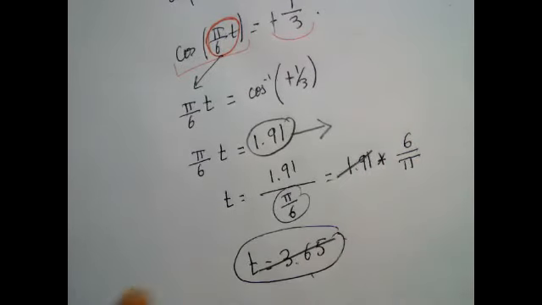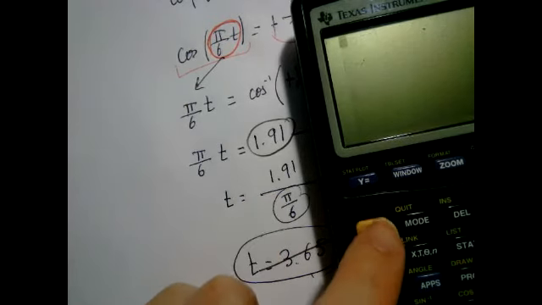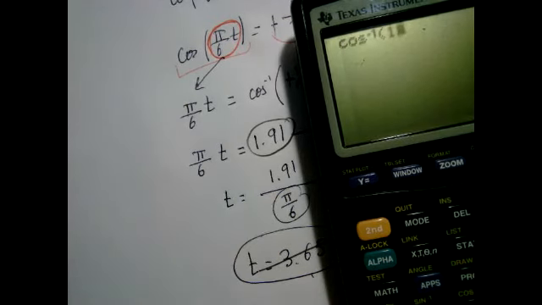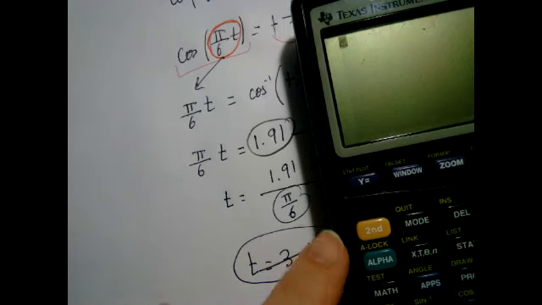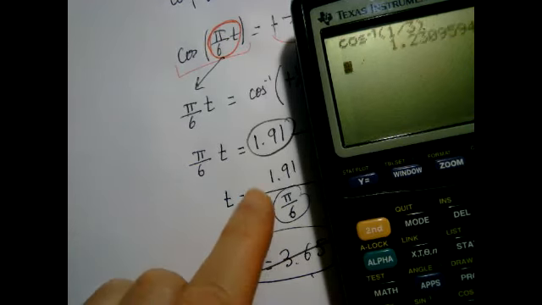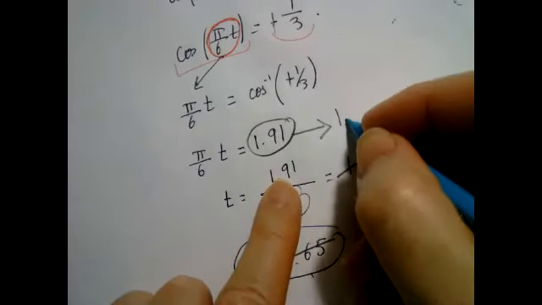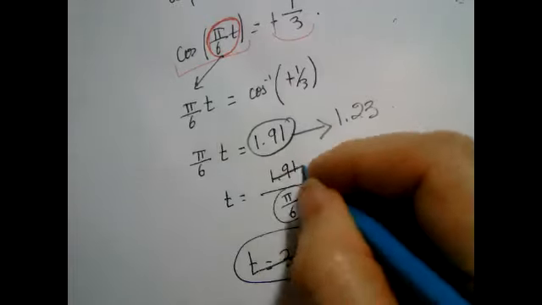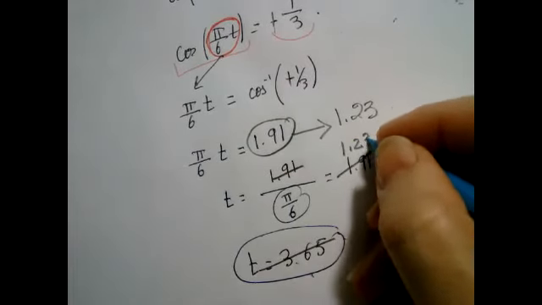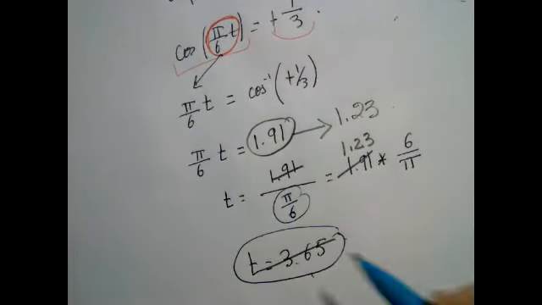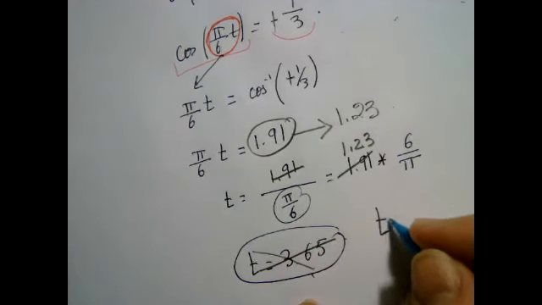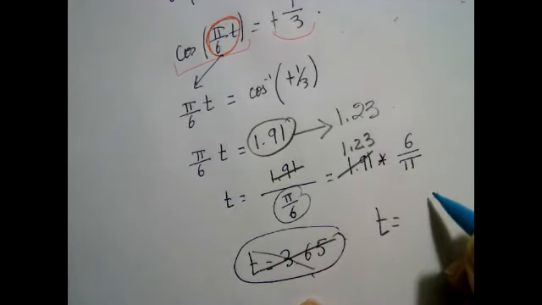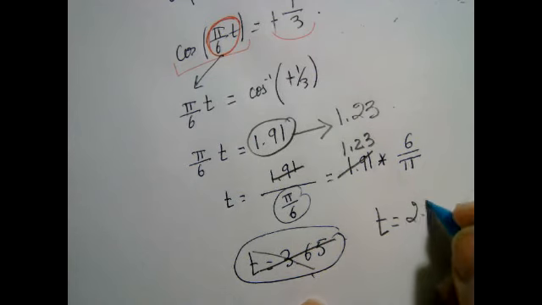And now I am in the right shape. Cosine inverse of 1/3, sorry about that. That's going to give me 1.23. That's the answer that should be here. So that was my mistake. And then my t should be 2.351.